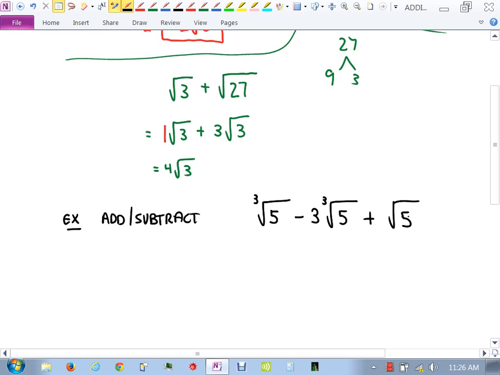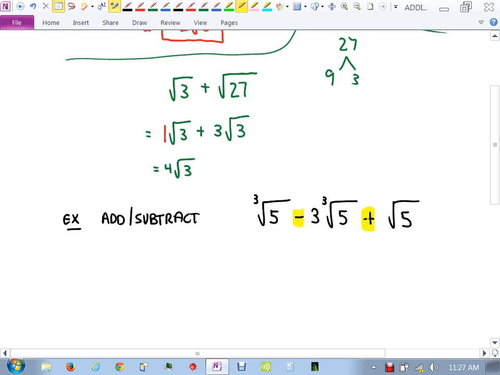Can you put these roots together? Two of them you can. The third one on the end you can't combine. So here's why. First, we have addition and subtraction, right?